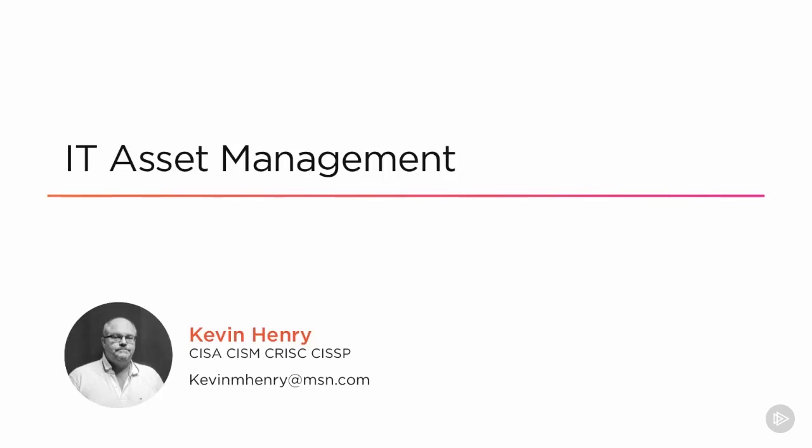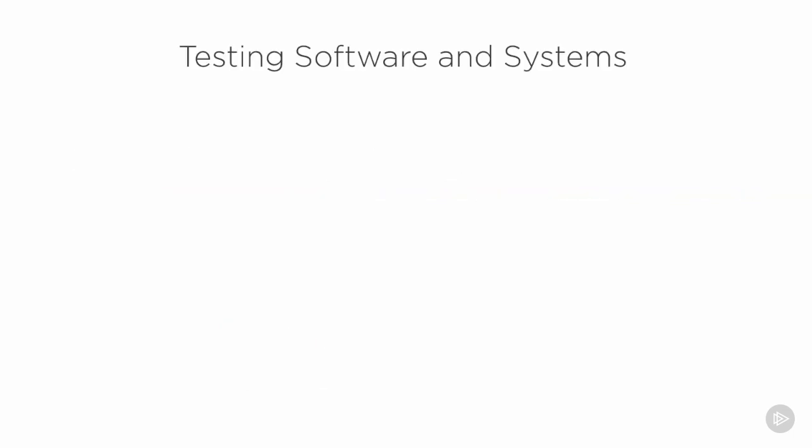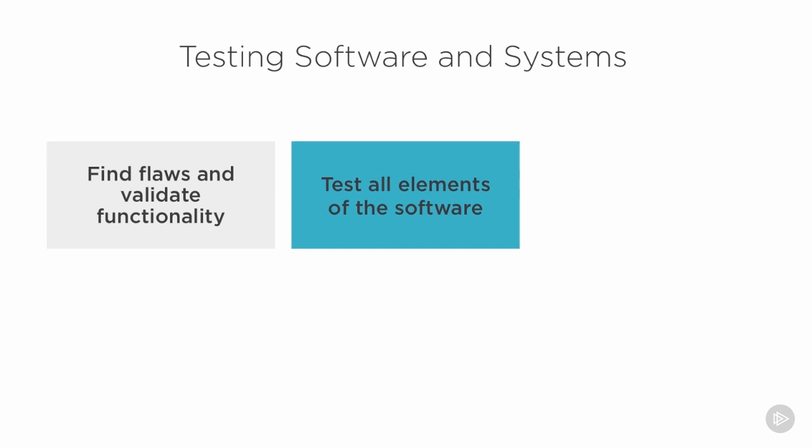Let's look at auditing IT asset management. It is important that we test the software and systems we have to ensure that they are working reliably and meeting the requirements of the organization, as well as compliance with regulations. The purpose of testing is to find flaws, to see if there are any problems within the software or within the system that could be exploited through an attack. We also want to validate that all of the functionality is working correctly.